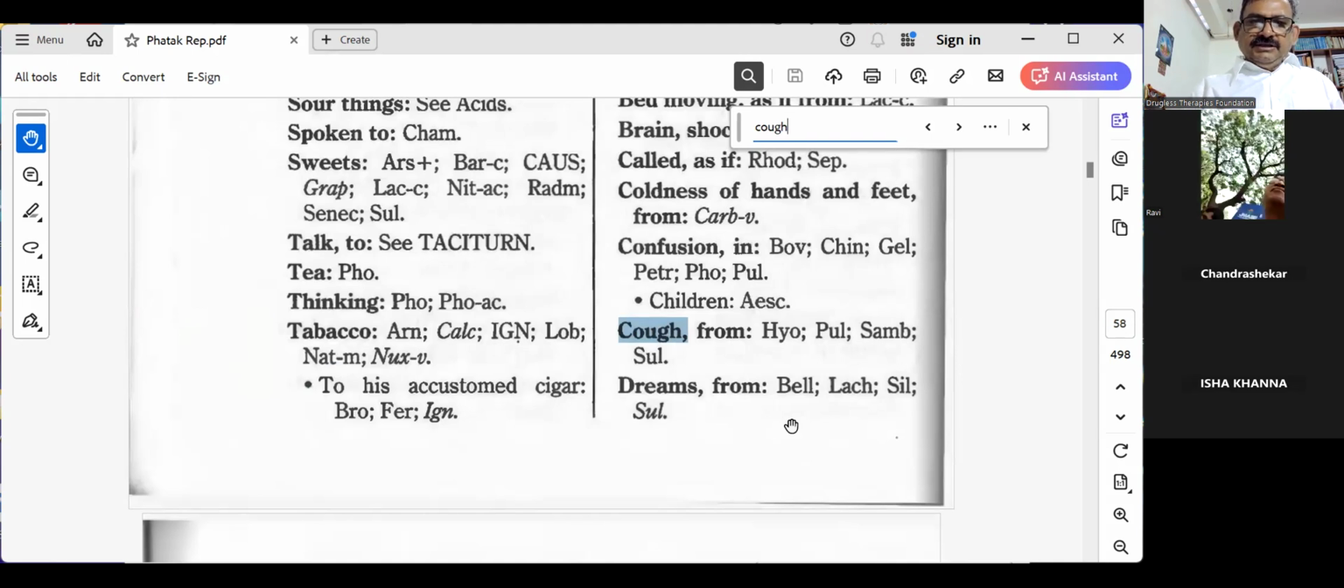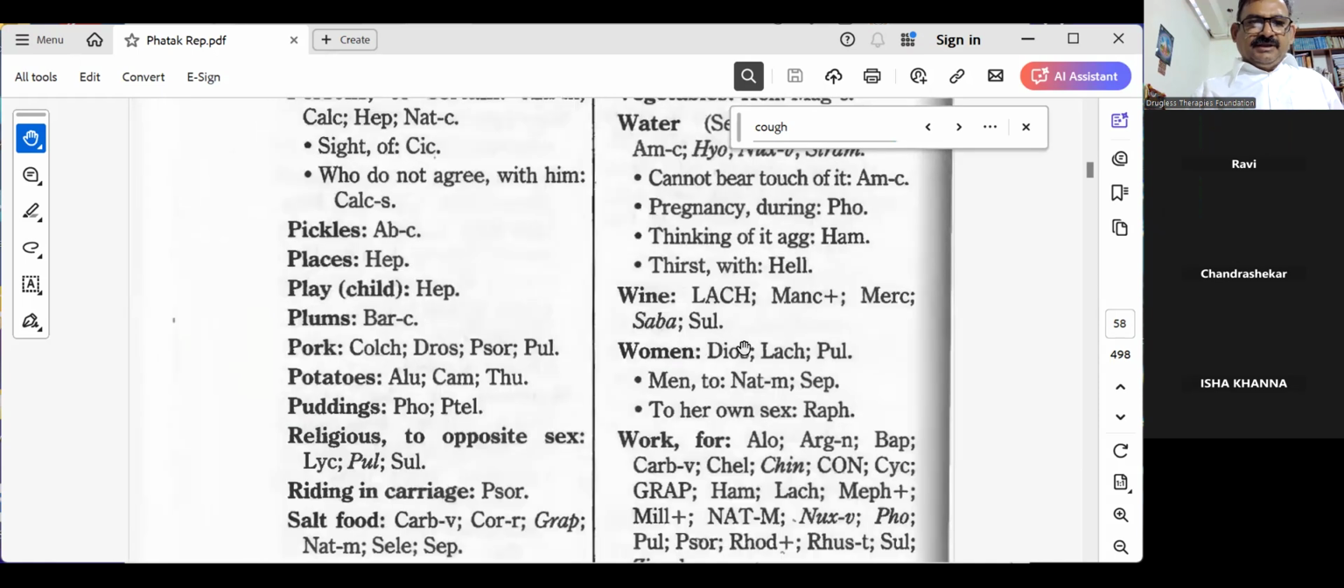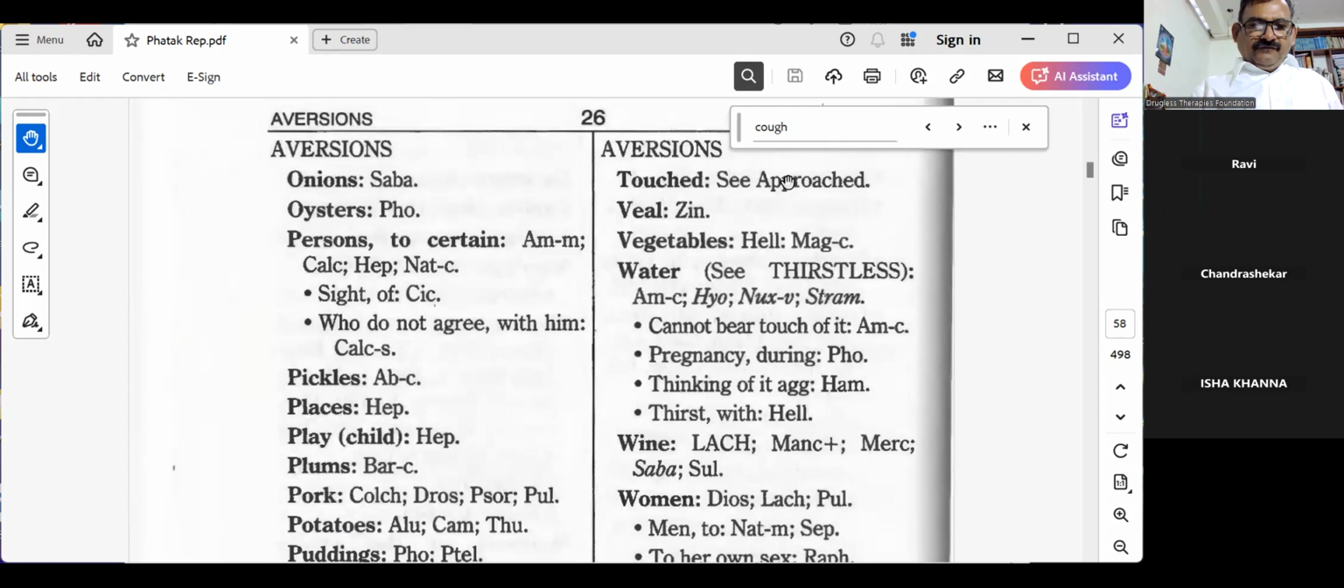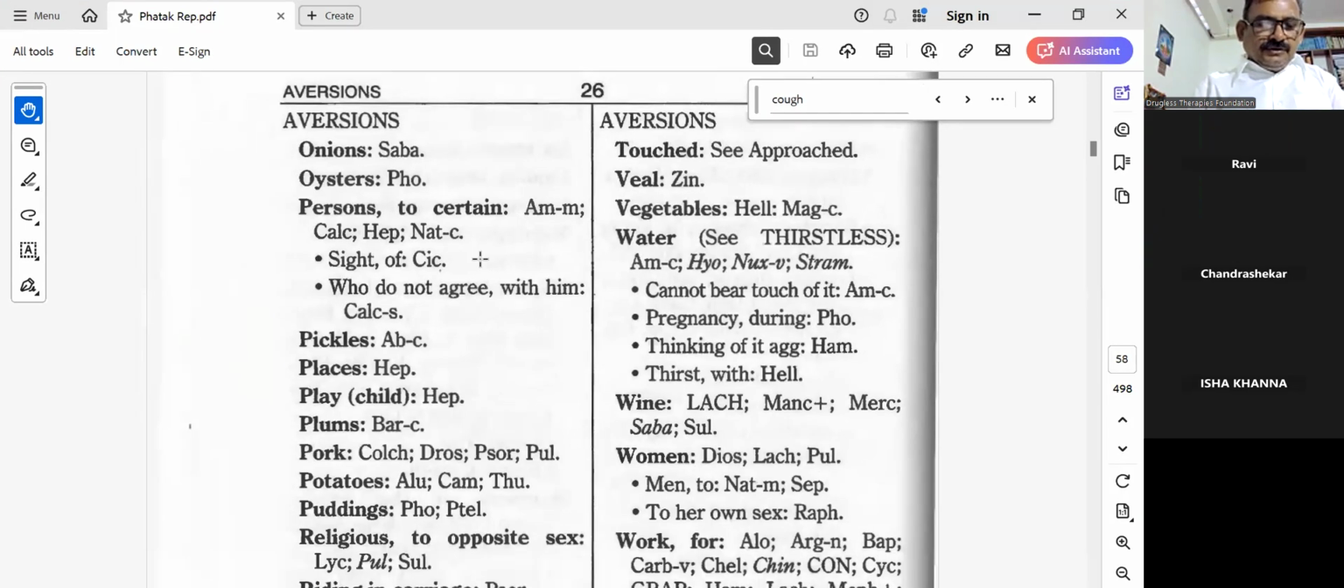So how to see this? You see the front top portion. So what does it mean? It is covering what? Aversion. This is a chapter of aversion. Okay. So we'll see the cough. We want to see the cough chapter. Coughing.